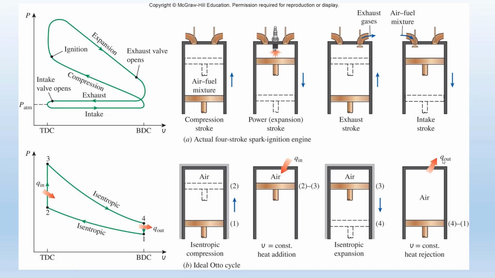Now, please pause this video and think for 2 minutes. What do you think? What is the main difference between the ideal Otto cycle and the actual 4-stroke spark ignition engine? What is the shortcoming with the ideal Otto cycle? Pause this video and think about these 2 different cycles, and try to find if there is any shortcoming in the ideal Otto cycle.